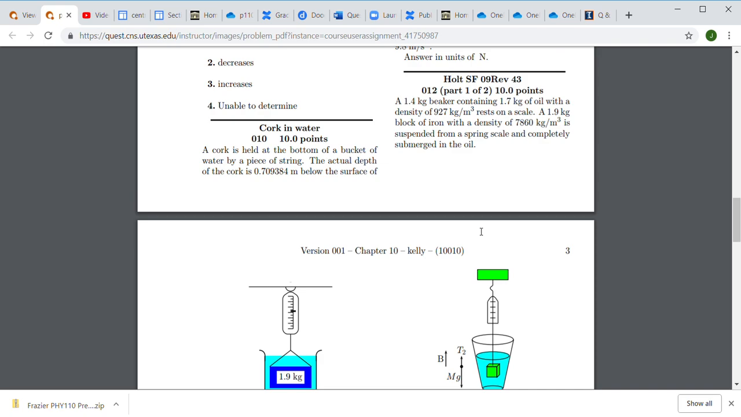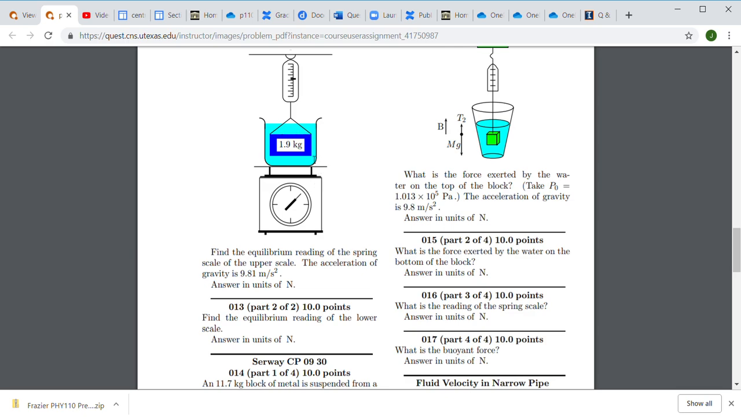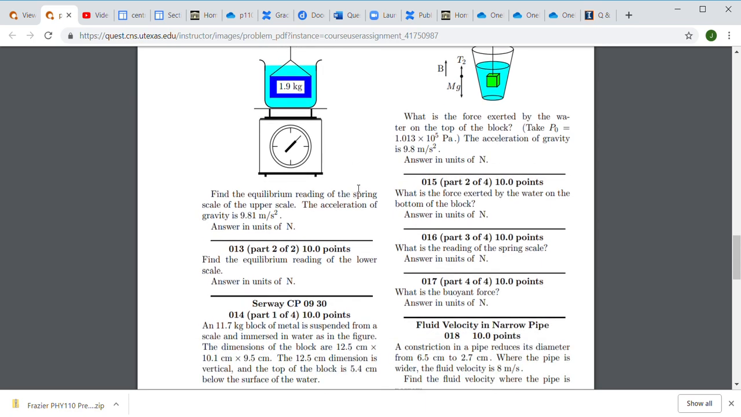Problem 12, a 1.4 kilogram beaker containing 1.7 kilograms of oil. So I think we add those two to get the total mass of the beaker plus oil. And we're told the density of the oil in the beaker as well. We take a 1.9 kilogram block of iron of given density, suspended from a spring scale and completely submerged in the oil as shown here, and the whole mess is sitting on top of another scale underneath, kind of like that problem we had above.